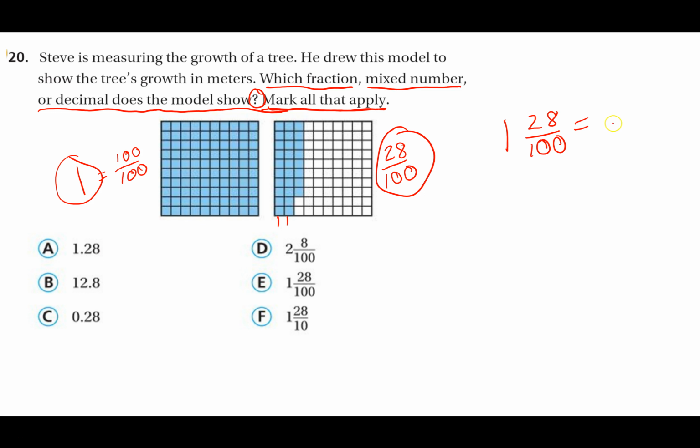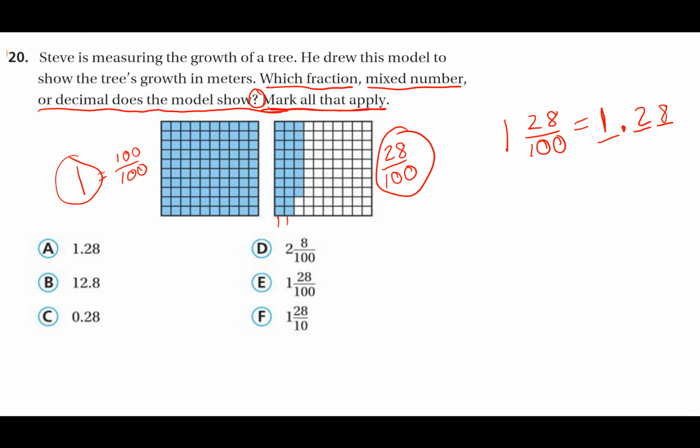We can also write that as a decimal. In the ones place, I have 1 whole from right there. Then my decimal. How many tenths do I have? There's 2 tenths, right? Here's 10, here's 10. So 2 tenths. And in the hundredths place, I have 8 additional hundredths. Here's those 8 additional hundredths. So 1 and 28 hundredths, and I also have 1 and 28 hundredths as a decimal, 1.28.